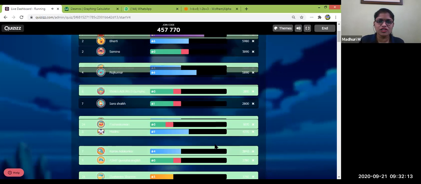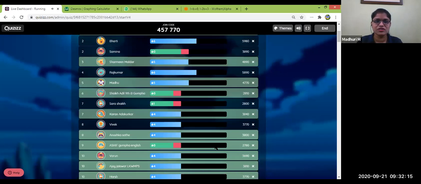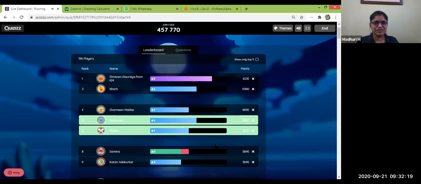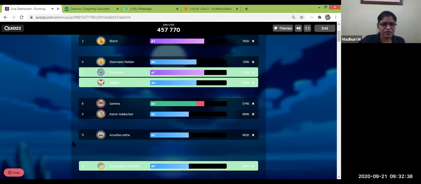Very good. 4 streaks and 6 streaks. Bharti is on second number. Shravan is on first number. Shravan Chaurasya is doing great since the first quiz we started, and Shravan has been among the top 10 for the last 3 quizzes. So Shravan, very good. I can see Samina is on 8. Sharmeen is on 4th. Bharti is on 3rd number. Everyone keep going. You all are doing great.